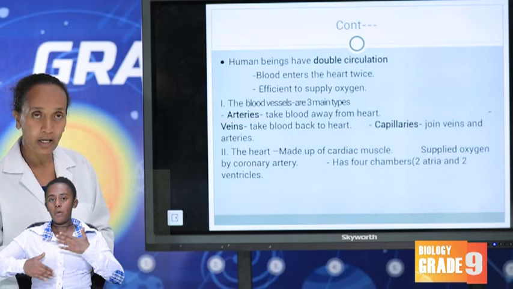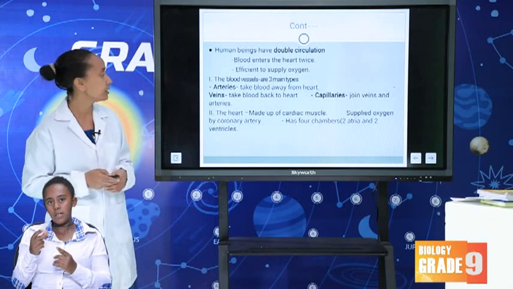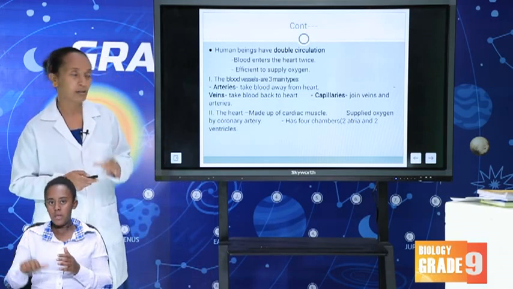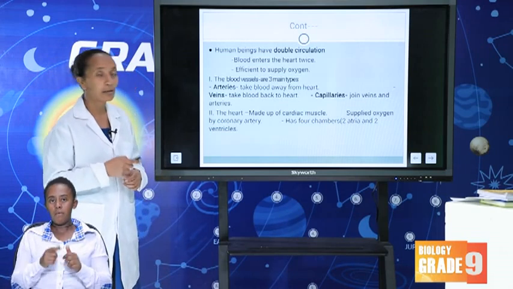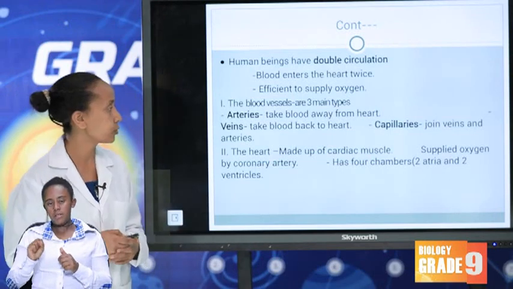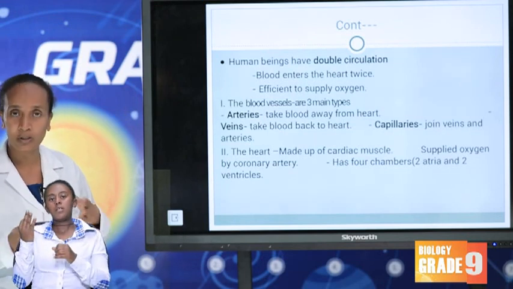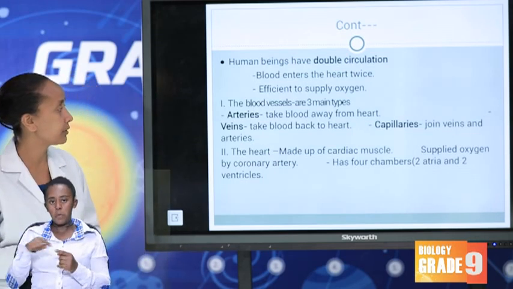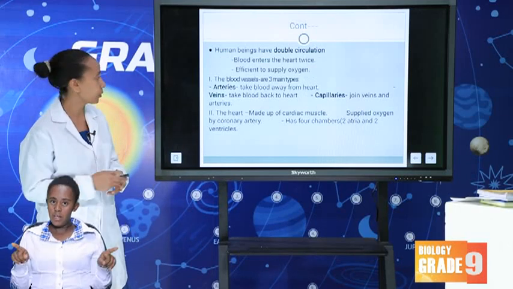The circulatory system, as we said, has three components, and among these, the first one is the blood vessels. The blood vessels are three in type: arteries, veins, and capillaries. If you remember from your previous classes, you have learned in detail the structure, the function, and the difference between these three types of blood vessels. To remind you, I am going to tell you one difference between each of the three blood vessels.